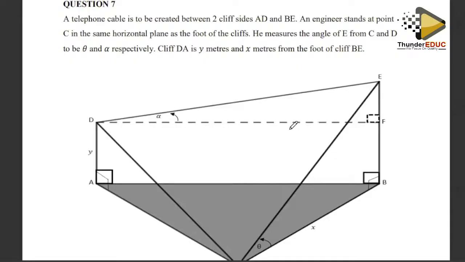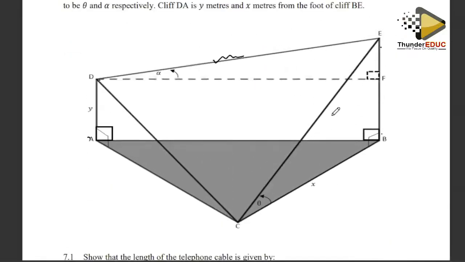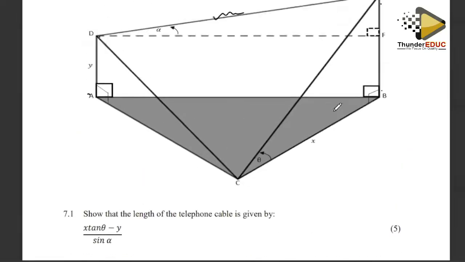So the cable is created between two cliffs, AD and BE. So this is our cable. I want to believe so. Is that what they say? They didn't even tell us which side they are focusing on. But that is the DE, that's the cable of interest. So they want us to get the length.